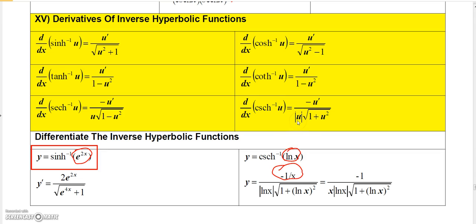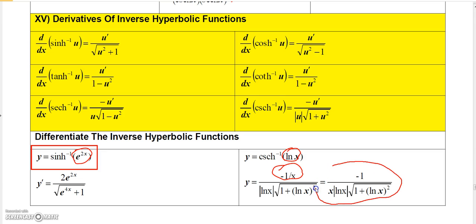And then in the denominator, I would have the absolute value of u. So I have the absolute value of natural log of x. And then times the square root of 1 plus u squared, so that would be the square root of 1 plus the natural log of x quantity squared. Now in this step over here, all I did was realize that I could simplify this by moving x into the denominator, so I get minus 1 over x times the absolute value of natural log of x times this square root.